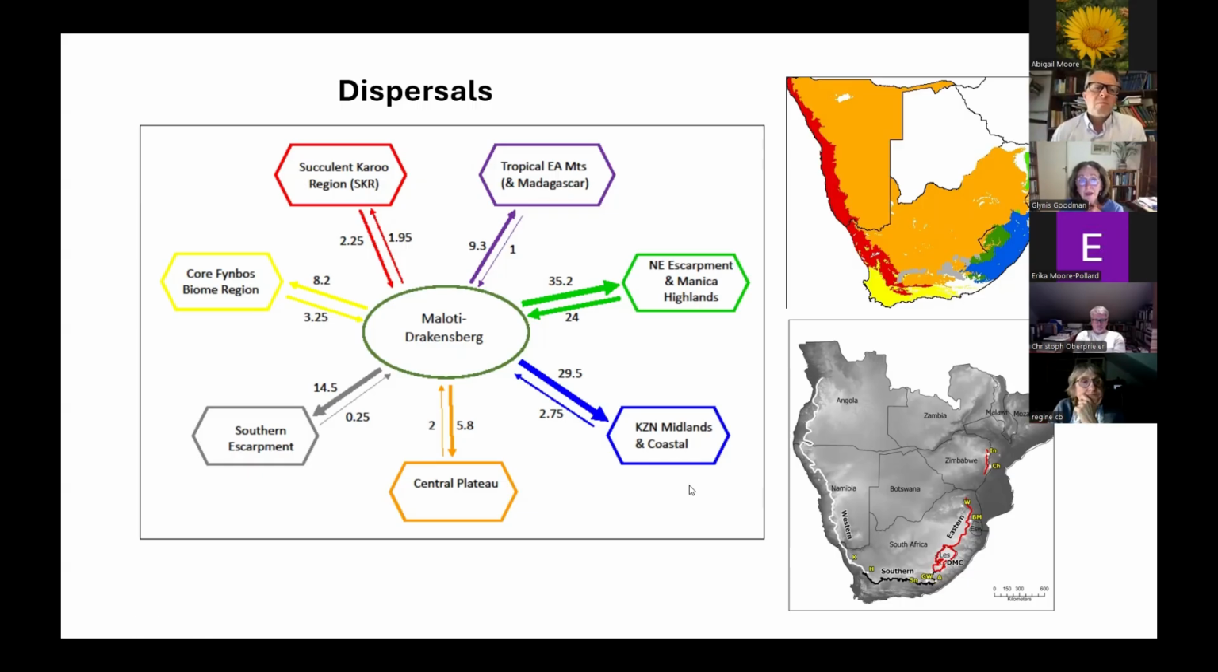And it seems that the central plateau has played the largest role in providing species. So the central plateau has played a role, along with the core Cape Fynbos region and the succulent Karoo, from the south northwards. And then we didn't have a large number of tropical or Madagascan species in our data set. So these numbers here are not a good representation of what has happened.